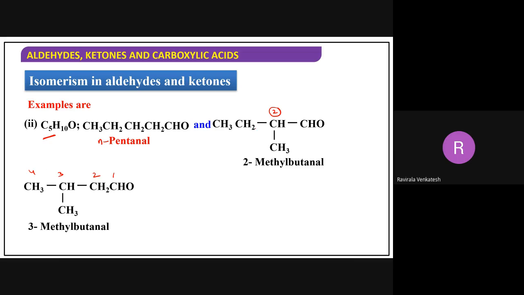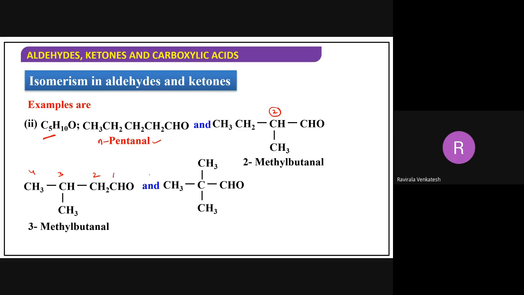Next case: the methyl group on the second carbon. Next: the methyl group on the third carbon. Can you put a methyl group on the fourth carbon? Is it possible? What happens if I put a methyl on the fourth carbon? Which structure do we get actually? n-pentanal. Again, we get n-pentanal only. So these are the isomers.